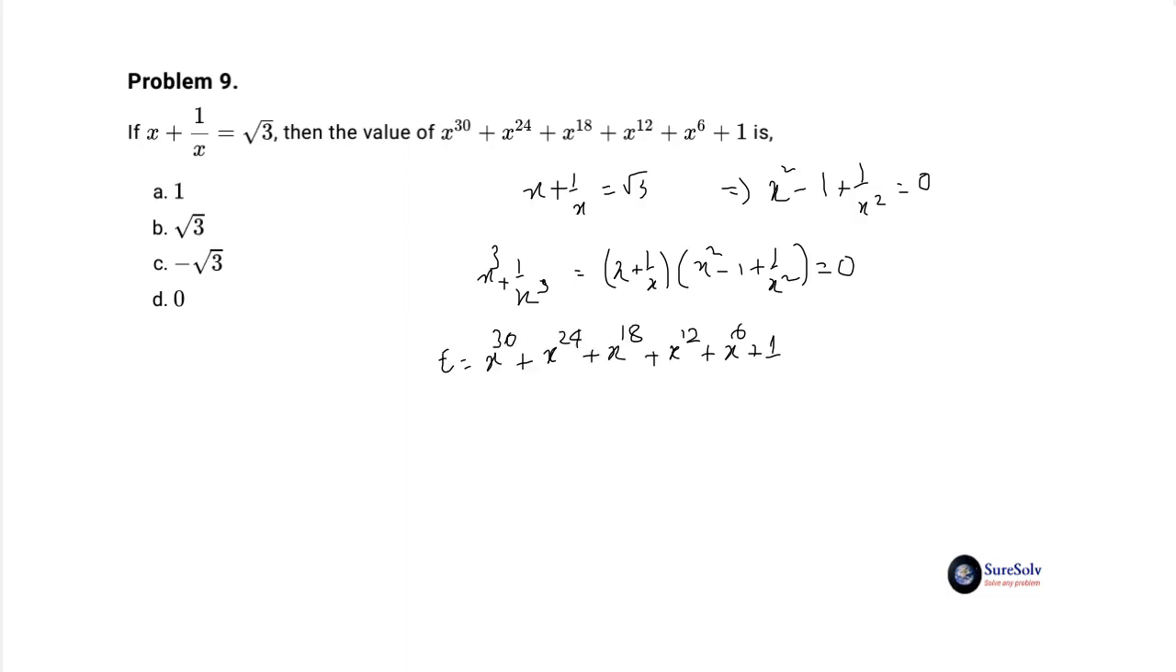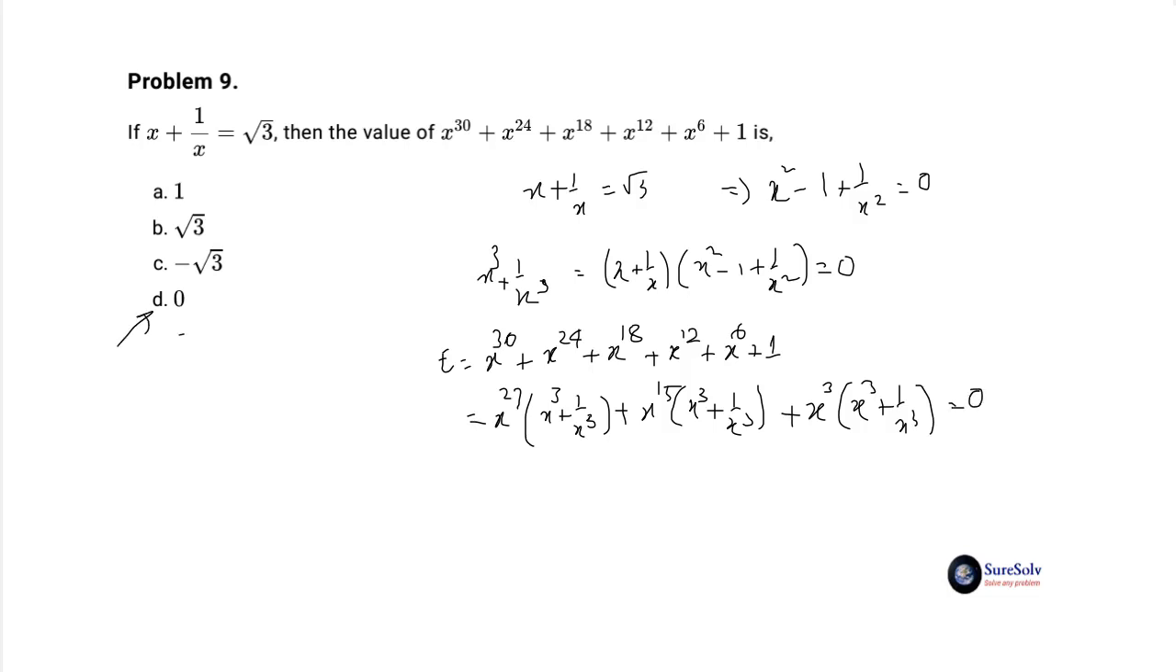Let's show you. The target expression is E equal to x to the power 30 plus x to the power 24 plus x to the power 18 plus x to the power 12 plus x to the power 6 plus 1 equal to x to the power 27 times (x cube plus 1 by x cube) plus x to the power 15 times (x cube plus 1 by x cube) plus x cube times (x cube plus 1 by x cube) equal to 0. Answer is option D 0.